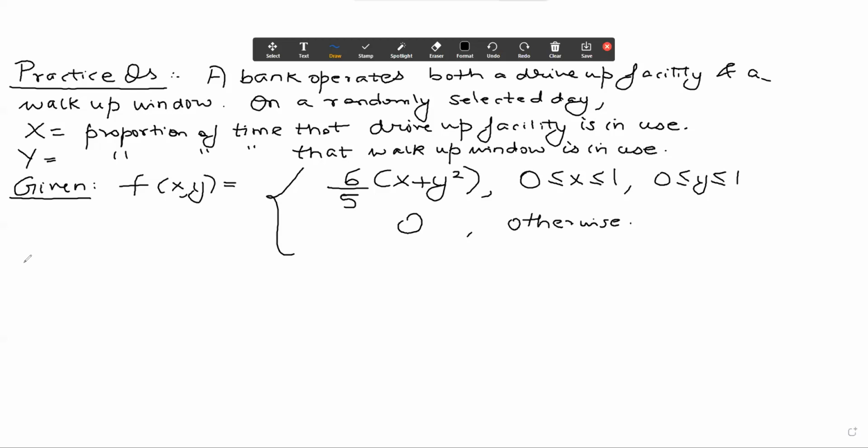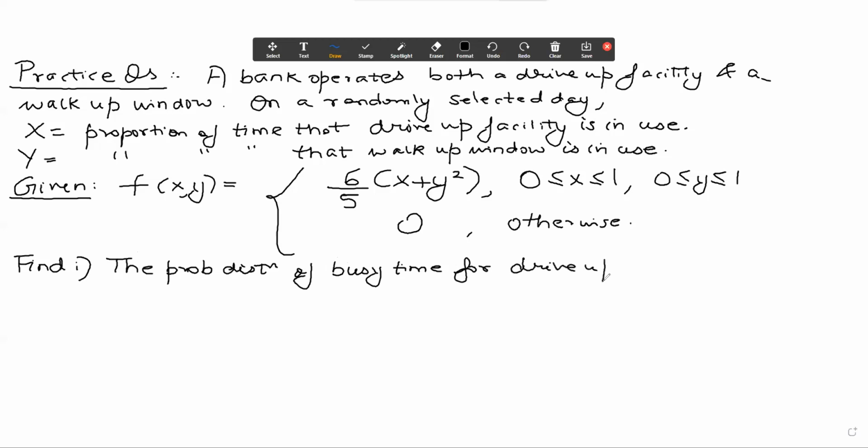So the question asks us to find the probability distribution of the busy time for the drive-up facility without reference to the walk-up window.